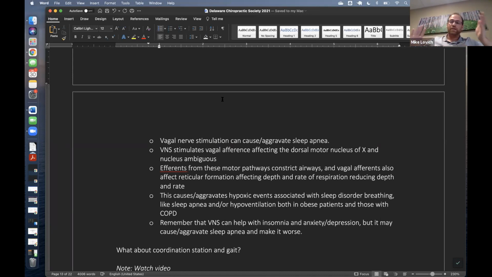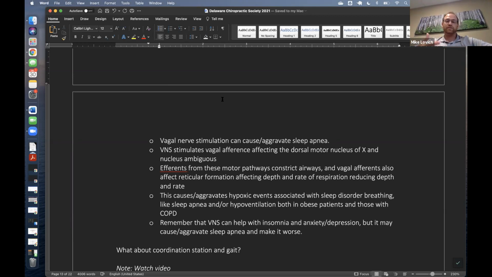But when you're not talking about pathological and you're talking functional, you're talking about pathophysiological, we have to remember that if we are trying to improve their sleep, increasing vagus nerve output, which would create more vagal nerve tone on the muscles that it goes to, which is the levator veli palatini and the soft palate, and the muscles of the throat, is going to constrict the airway. And it's also going to reduce reticular formation output and reduce the rate of respiration. So VNS can help with insomnia and anxiety, depression, but it may cause or aggravate sleep apnea and make it worse. So it's not a therapy you want to do if they have sleep apnea or they're near it.